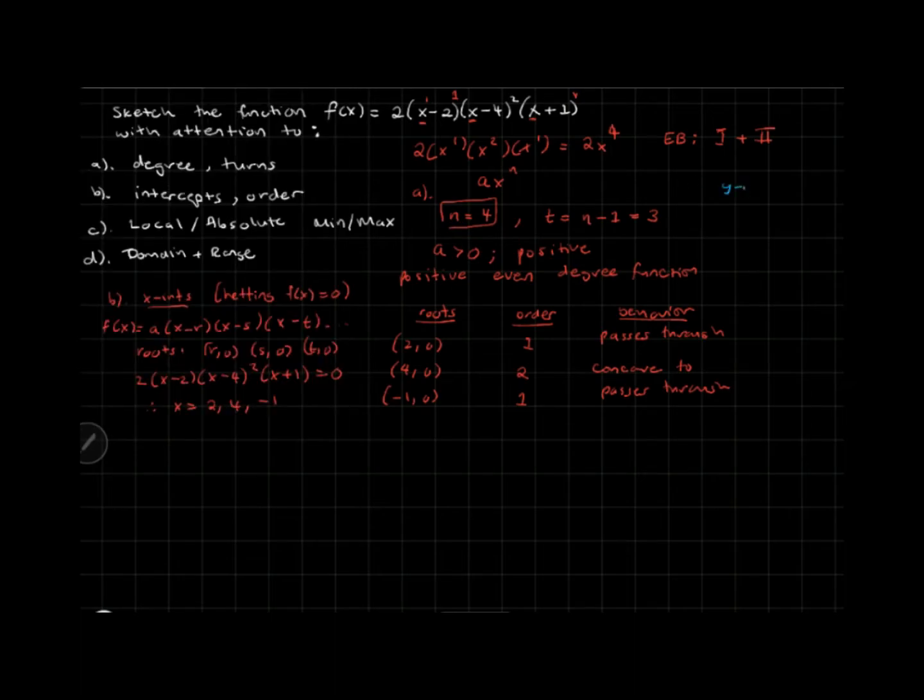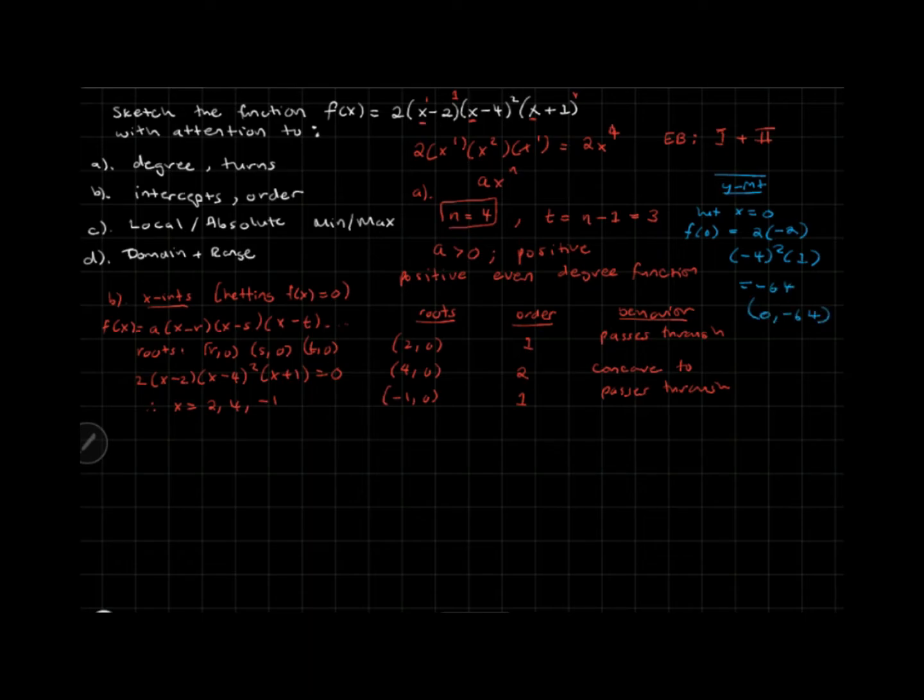I'll just do that here in a different color so we can visibly notice it from the rest. For the y-intercept, I'm going to let x equal 0, so I'm doing f of 0 here. If I plug this in, 2 times (0 minus 2) is negative 2. 0 minus 4 is negative 4, squared. 0 plus 1 is 1. And you basically get negative 4 times 16, so it's negative 64. So the y-intercept is (0, negative 64).